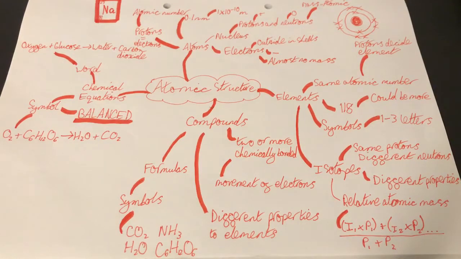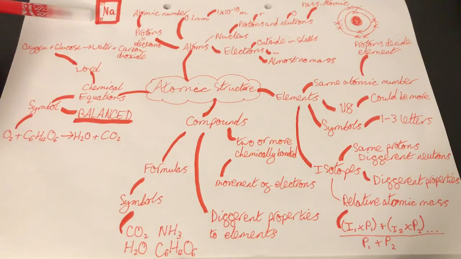And the protons contribute to your atomic number. So if you notice here, this means sodium, and sodium has an atomic number of 11, so it has 11 protons, and an atomic mass of 23. Now this means that it's got 11 protons, 11 electrons, and you take 11 from 23 to get the amount of neutrons, which is 12.